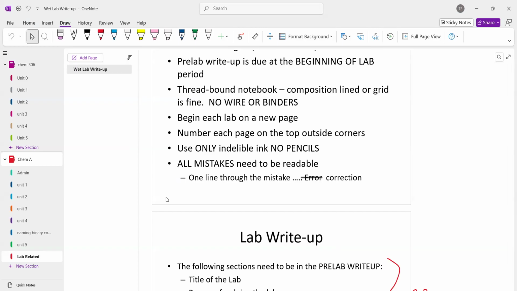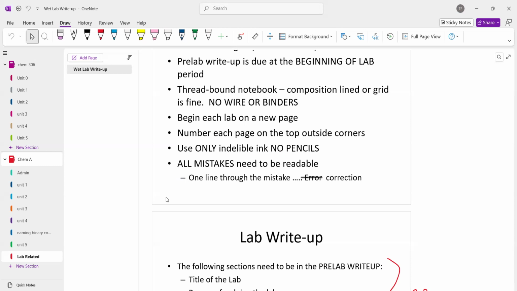There are 3 parts to the lab. Pre-lab, that's your ticket to do the lab. Actually doing the lab and collecting data. And then post-lab, where you've got questions and a conclusion.